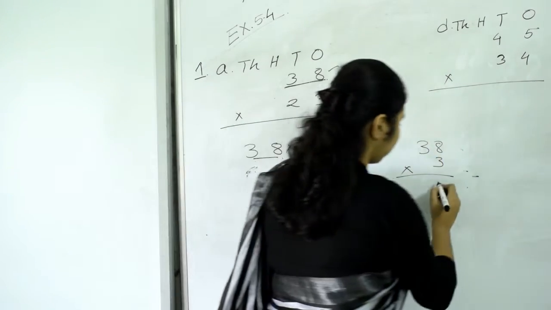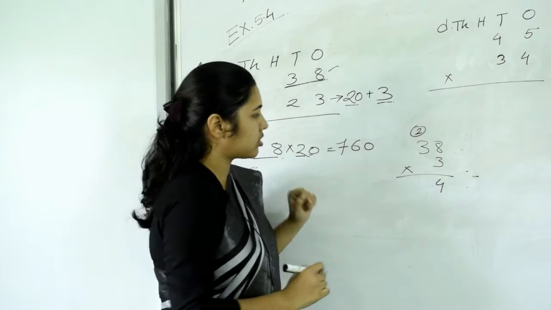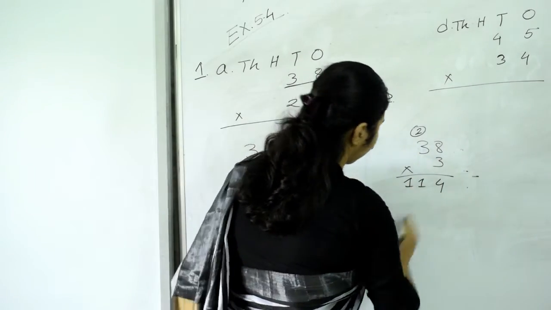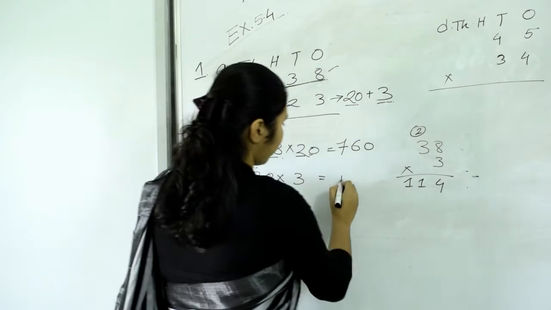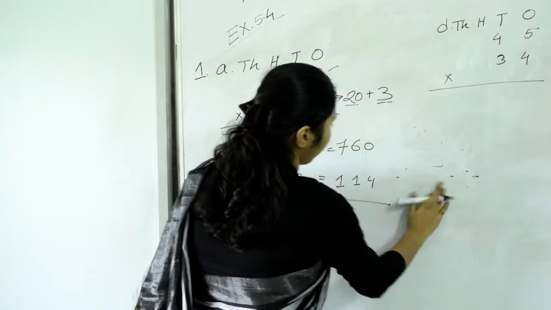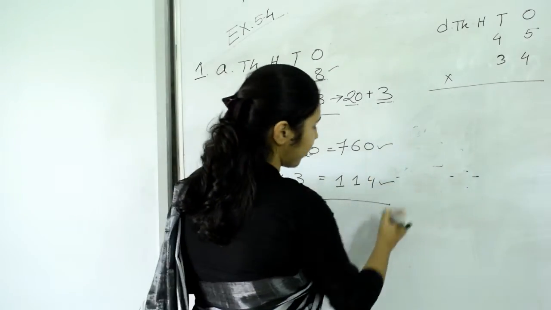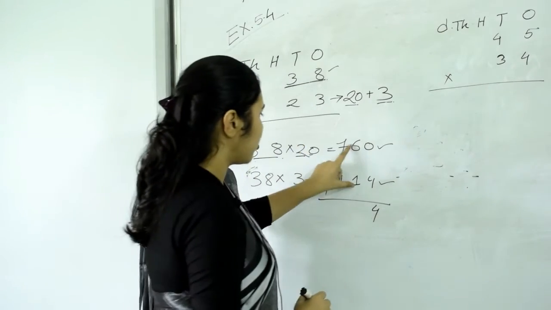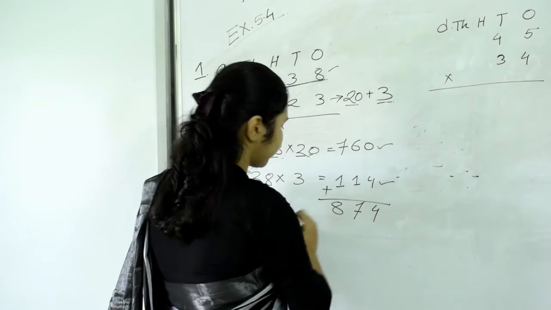3 8s are 24. Now consider this 2 and 3 3s are 9. 9 plus 2, 11. Which means 38 into 3 equals 114. Now add these two products, 760 and 114. 4 plus 0, 4, 6 plus 1, 7 and 7 plus 1, 8. Okay.